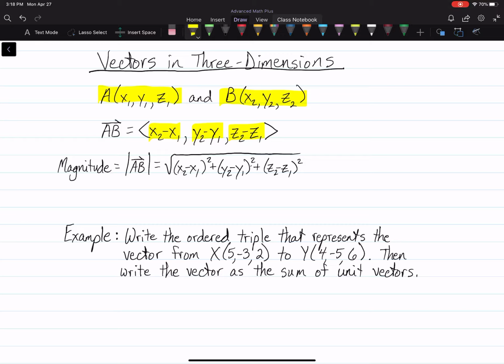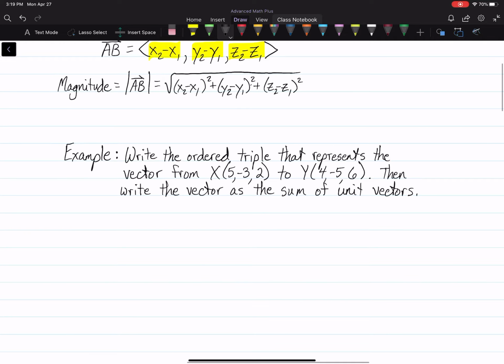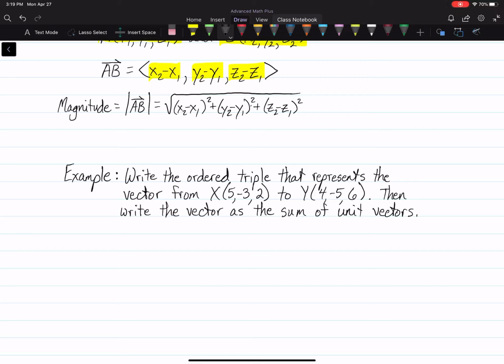And then to get the magnitude, which is also the distance formula, the distance formula that we're used to is just the square root of x2 minus x1 squared plus y2 minus y1 squared. However, in 3 dimensions, you'll also have to do z2 minus z1 squared. So basically you're just doing it just like 2 dimensions, you're just adding the 3rd dimension in there. So these problems won't take that long. There's only 2, and we'll show you how to do them right now.